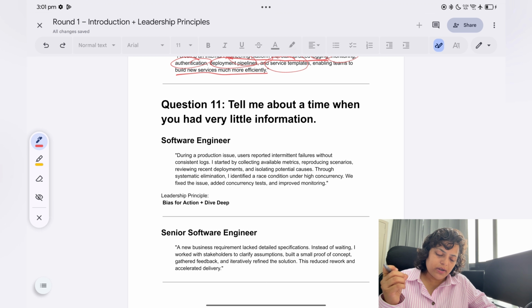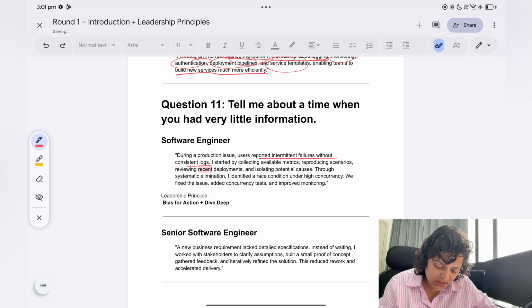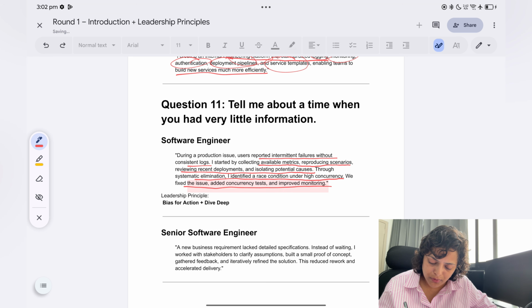Now, tell me about a time when you had very little information. Okay, so the software engineer would say that during a production issue, a user reported intermittent failure without consistent logs. Okay, he did not have logs, but the user was saying there is an issue, and that too an intermittent one. I started by collecting available metrics, reproducing scenarios, reviewing recent deployments, and isolating potential causes. Through systematic elimination, I identified a race condition under high concurrency. We fixed the issue, added a concurrency test, and improved monitoring.